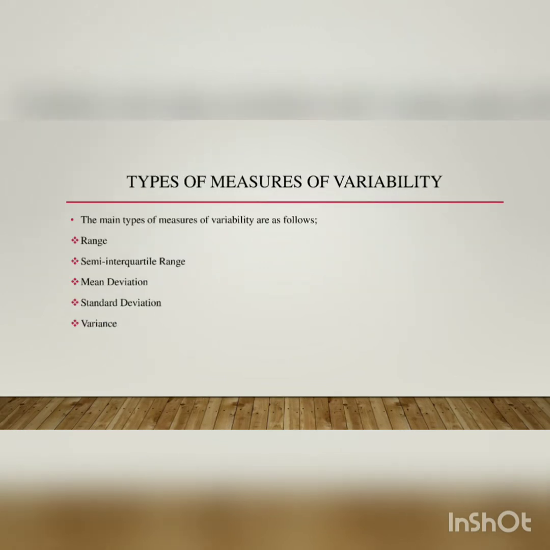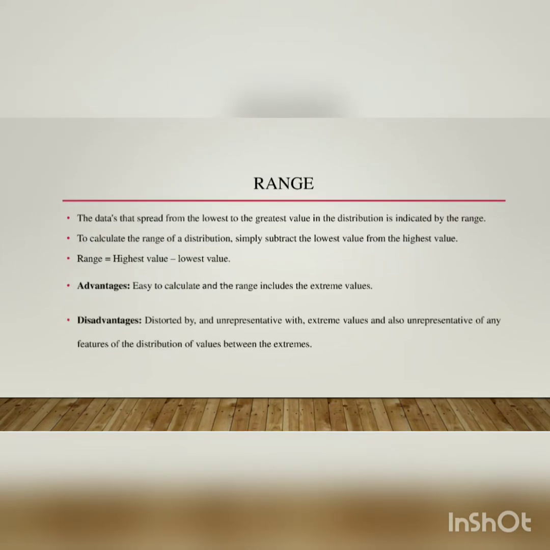Now we can discuss the main types of measures of variability. They are range, semi-interquartile range, mean deviation, standard deviation and variance. So now we can discuss what range is.